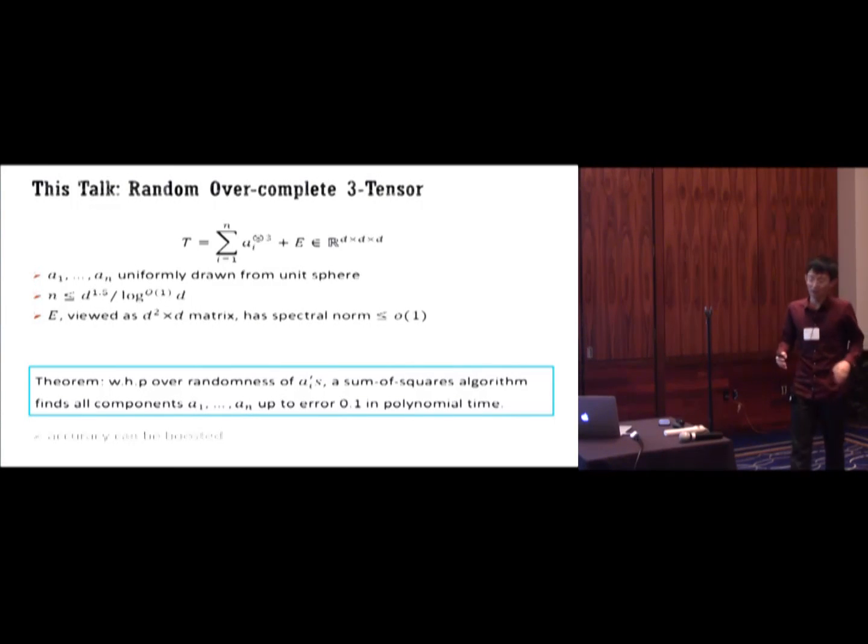The error here can be boosted to the optimal level using either a local search algorithm or another sum of squares algorithm, which is a little bit more complicated, although in this talk we're only going to focus on 0.1 error.